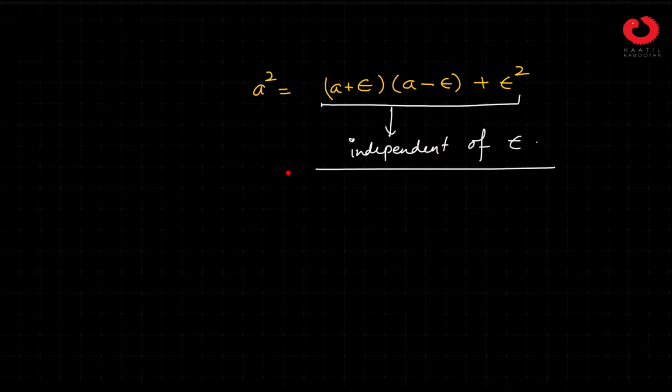So you are free to choose any value of epsilon. Now our aim will be to choose such a value of epsilon that this right hand side calculation becomes easier compared to doing the multiplication on the left hand side. I will be leading you with an example.